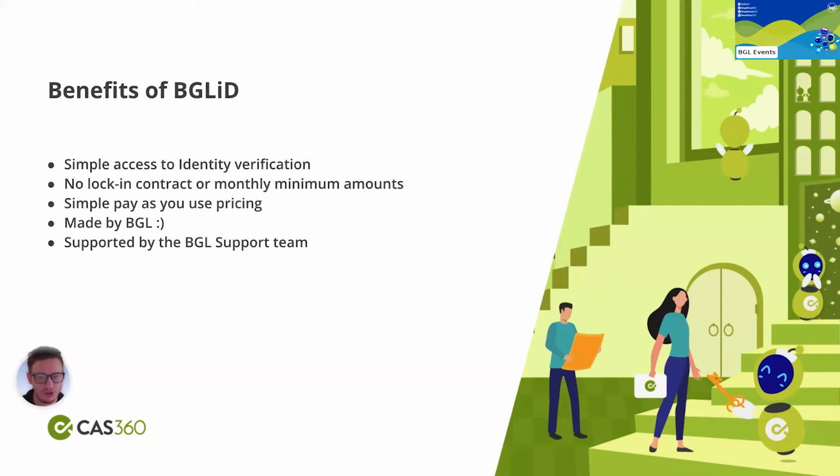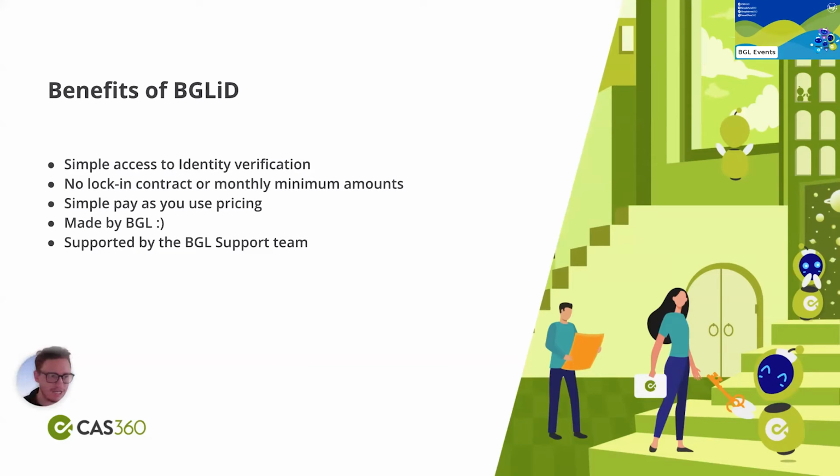Secondly, there's no lock-in contract or monthly minimum amounts. So BGL ID does not have a monthly contract. It does not have a minimum that you need to use, like 50 or 100 checks, or it's $3,000 for 6 months. BGL ID has simple pay-as-you-use pricing.